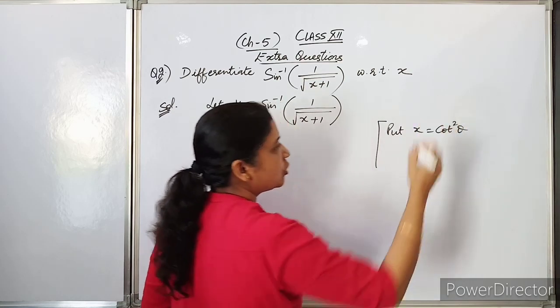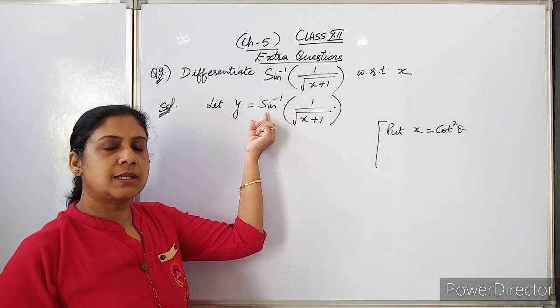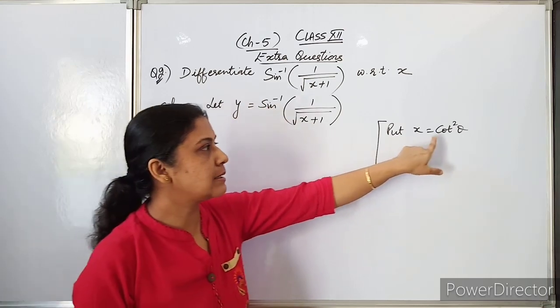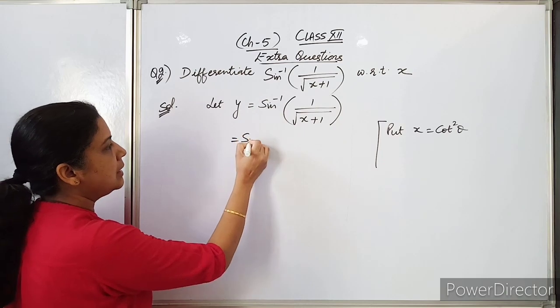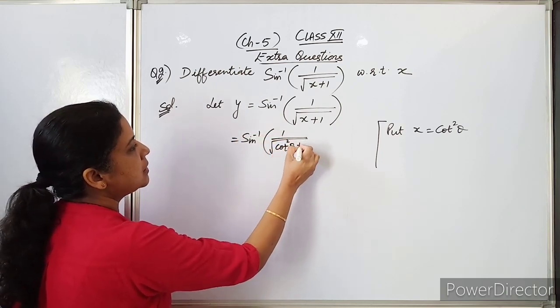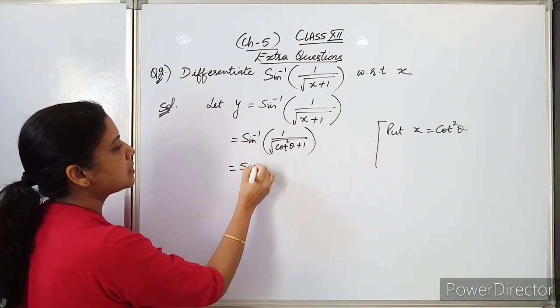Now the substitution should be like this. If the outer function is sine inverse, I should get internal function as sine. So I have taken x is equal to cot square theta. Let's substitute it over here. 1 by under the root cot square theta plus 1.